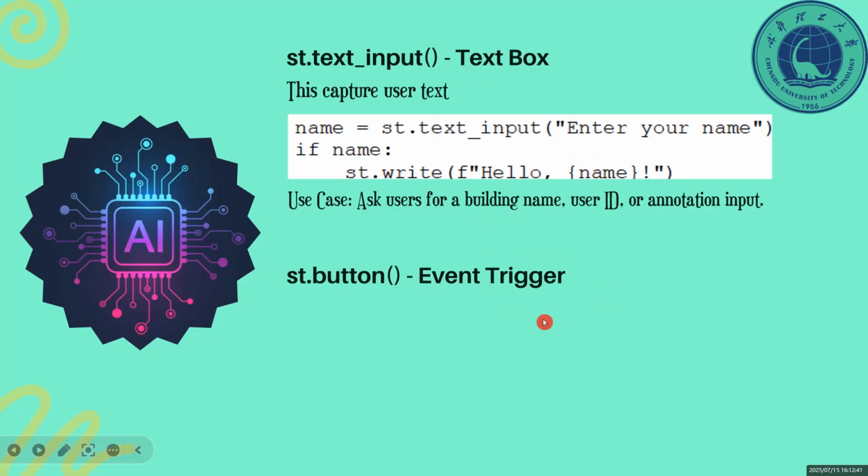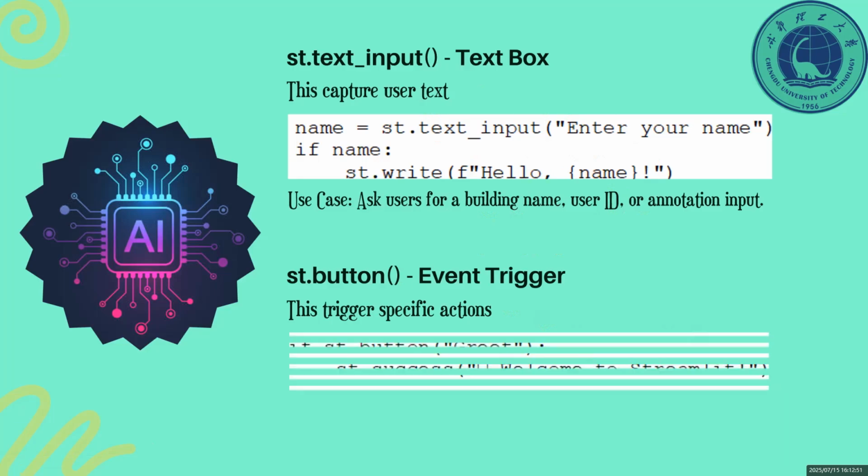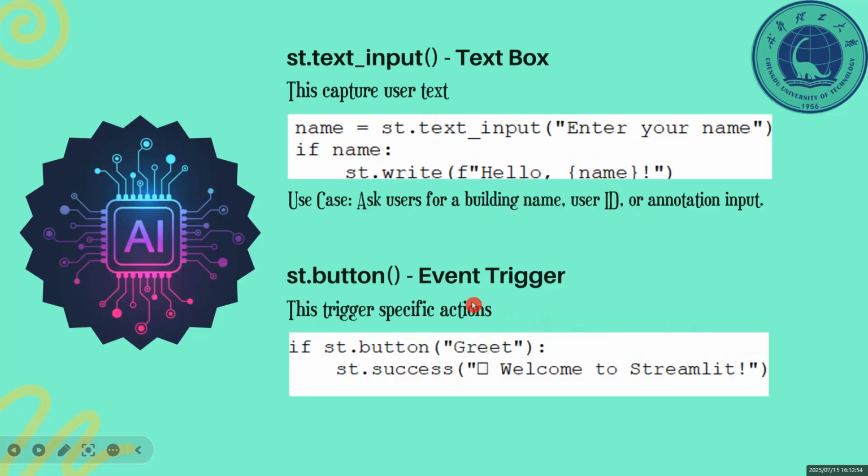So let's look at the st.button function, which helps for event triggers. And this trigger will specify what action to take. So this is the short syntax where we have if st.button, we have a short text here, great. And we put our colon, we say st.success, welcome to Streamlit. It means if it's successful, then welcome the user by saying welcome to Streamlit. So this use case triggers prediction or reset views.